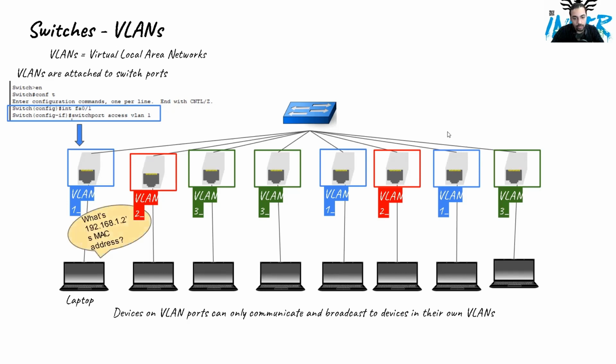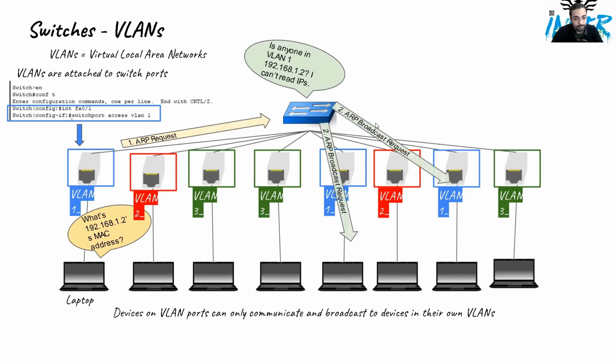So let's use an ARP request from the laptop in VLAN 1 and see how this works out. The laptop is looking for the MAC address of this IP address, 192.168.1.2. So the ARP request goes out to the switch, and then the switch needs to ask, okay, who on VLAN 1 is 192.168.1.2? Because the broadcast is only going to go out to people in its own network, so to other VLAN 1s.